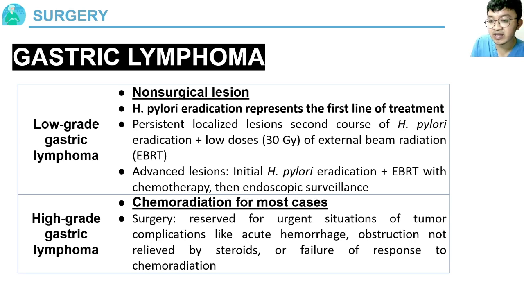That's for high-grade gastric lymphoma. Again, low-grade, it's non-surgical H. pylori treatment. If H. pylori treatment is not enough, you can give radiation. If it's advanced, you can give chemotherapy. If it's high-grade, chemoradiation outright, no need to treat initially for H. pylori. And surgery is if there's a complication, if it's not responding, and if there's failure of your chemoradiation.